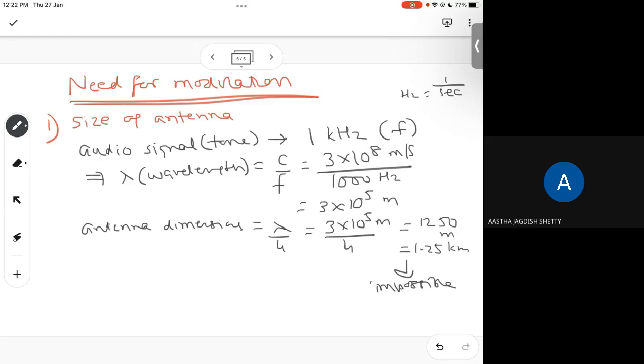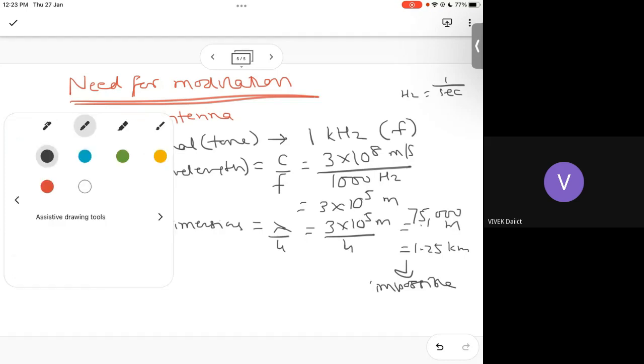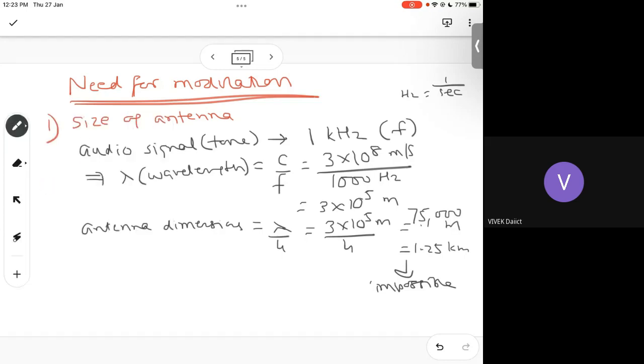Yes, please. Here it will be 75 kilometer. For this one? Yes, lambda by 4. Oh, okay, 75. Yes, correct. So this becomes 75,000 meter, around 75 kilometer.